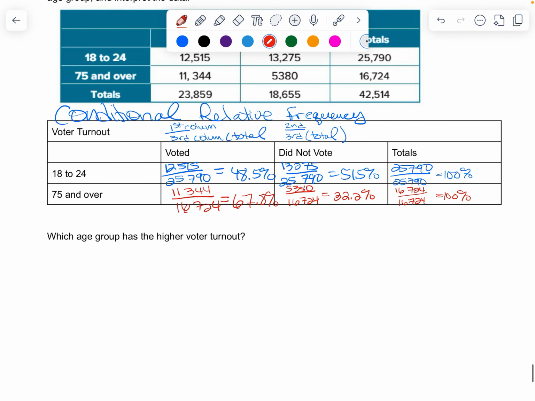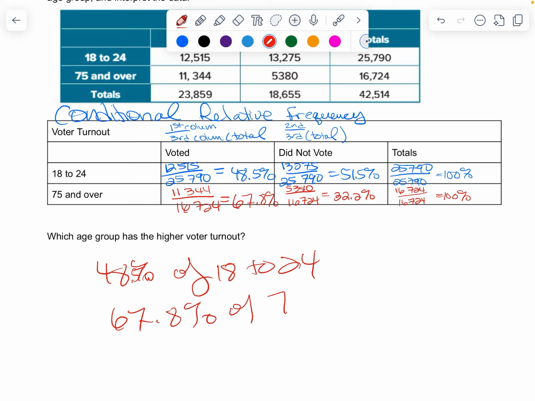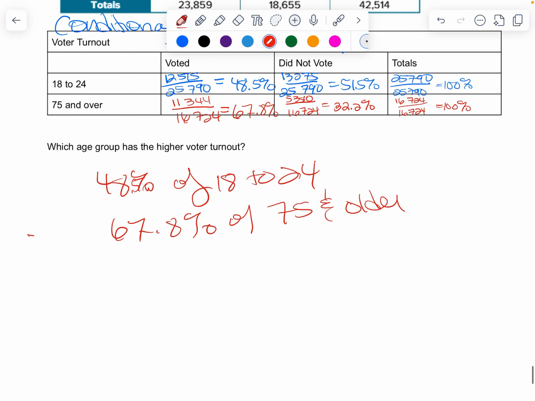Okay, which age group has the higher voter turnout? Okay, out of the two groups, which one has the higher voter turnout? Okay, so 48%, or I should say 48.5% of 18 to 24-year-olds, and 67.8% of 75 and older. Okay. So more is right here.